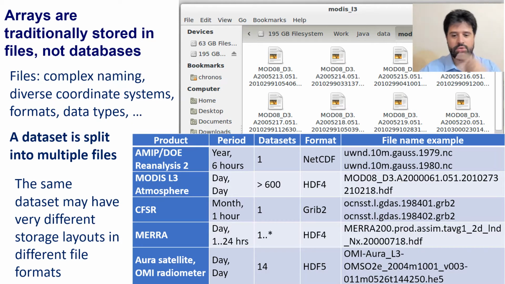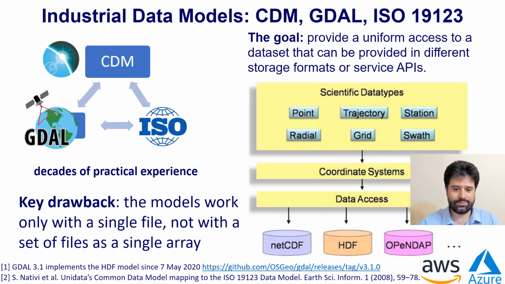Arrays are traditionally stored in files, not databases. Such files have complex naming, diverse coordinate systems, formats, data types, and so on. For example, the same dataset may have very different storage layouts in different file formats. It's also important that a dataset is almost always split into multiple files.